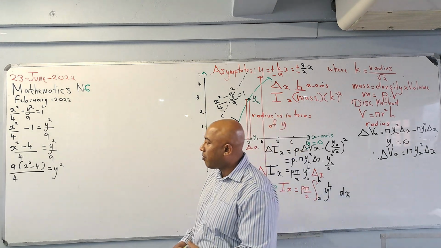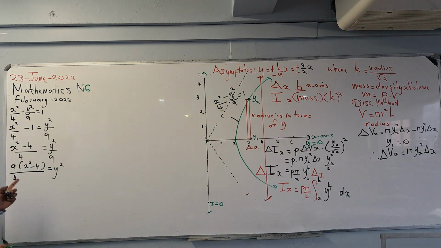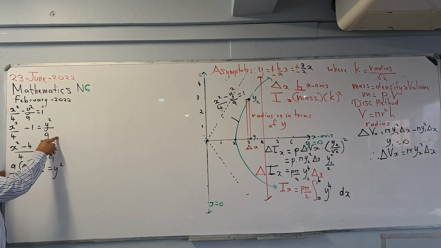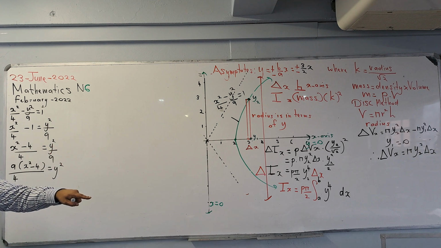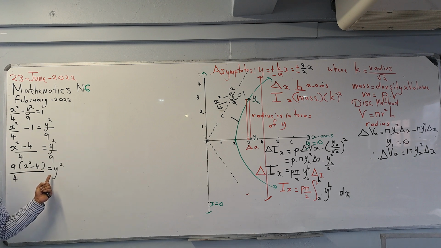Now, why is it best to find the LCD here? Instead of just multiplying by 9, if I multiply by 9, I'm going to have 9 over 4 minus 9, which is correct. There's nothing wrong with that. But why is it not the best way to do it? It's because now you need to square, and you don't want fractions inside here. Okay, it's best to have the fraction outside rather than inside the bracket. So what do I mean? I've got y squared is equal to 9 over 4 multiplied by x squared minus 4.